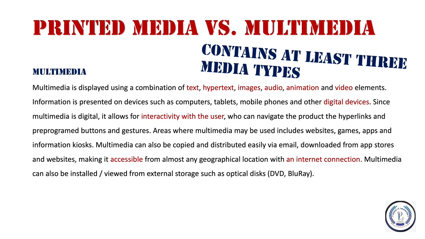Hypertext is thrown in there as well because it links interfaces together when you use hypertext. You click on it and it takes the user to another location. Information is presented on devices such as computers, tablets, mobile phones, and other digital devices. If it's digital, you're probably viewing it in a multimedia format. Since multimedia is digital, it allows for interactivity with the user who can navigate the product through the hyperlinks and pre-programmed buttons as well as gestures. So it is user orientated.